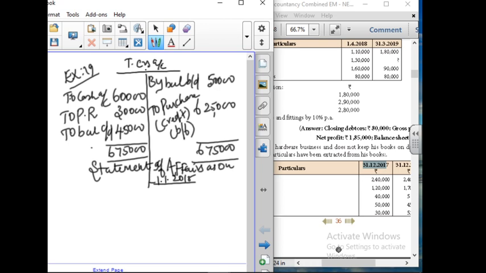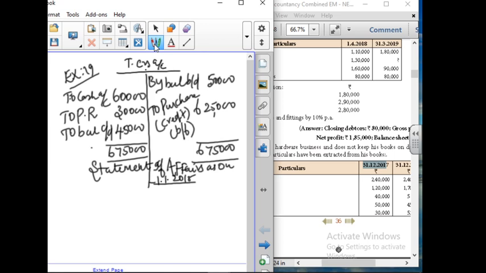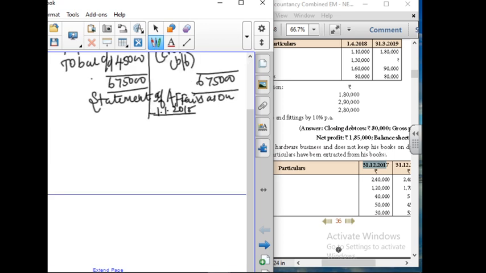And for the statement of affairs, first information you have to take. These informations are used for finding out the statement of affairs. So we'll find out the statement of affairs. First we'll move on. Statement of affairs is like a balance sheet. So this is your liability side and this is your asset side.